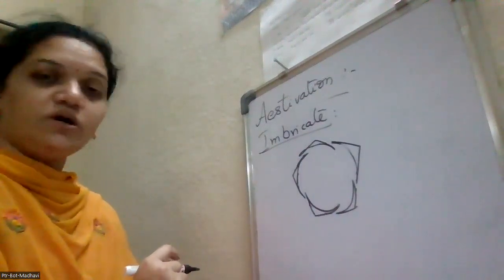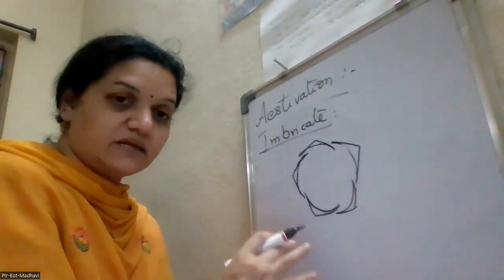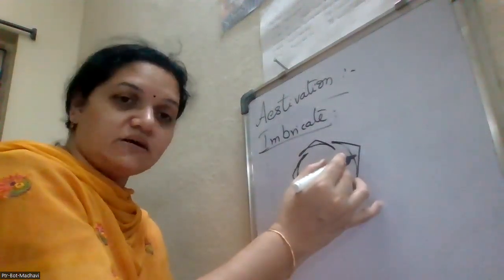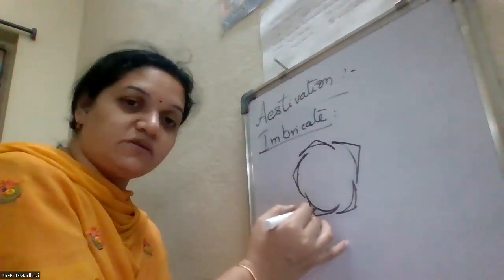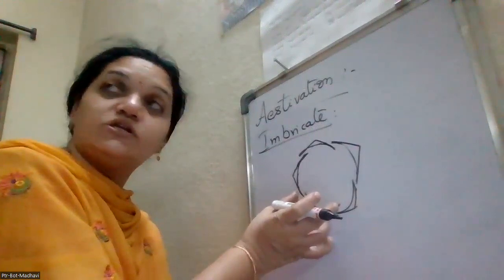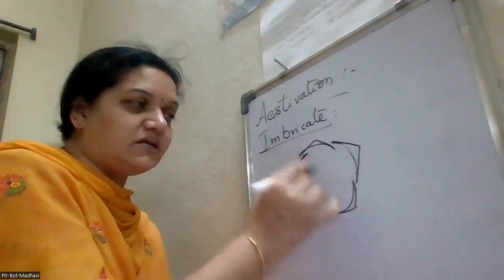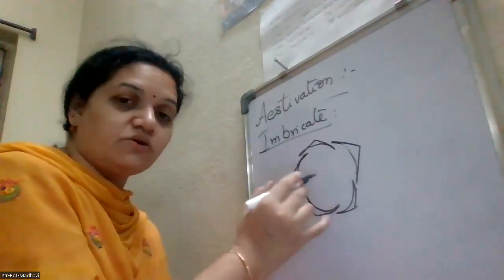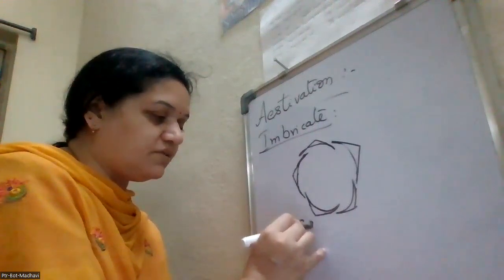Like this. In this, the arrangement of petals is not in a specific manner: one petal is completely outside, and opposite to this, another petal is completely in, that is, both ends are present inside, and the other three petals are arranged in in and out condition. That is called the imbricate type of aestivation. Example, cassia.